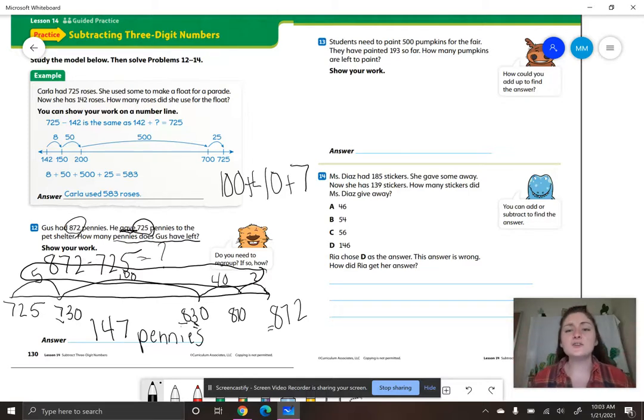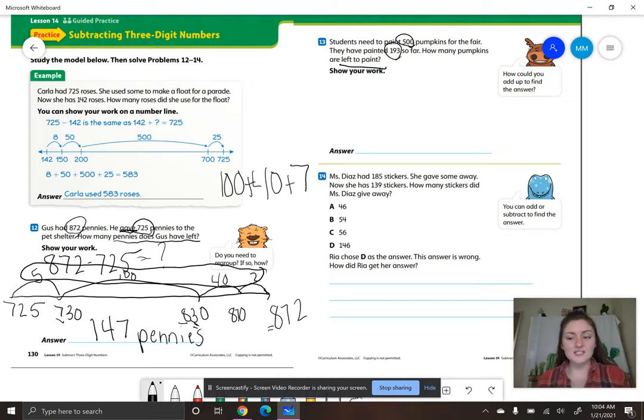It says, students need to paint 500 pumpkins for the fair. They have painted 193 so far. How many pumpkins are left to paint? Let's go back and circle important numbers and underline key words. Students need to paint 500 pumpkins for the fair. They have painted 193 so far. How many pumpkins are left to paint?